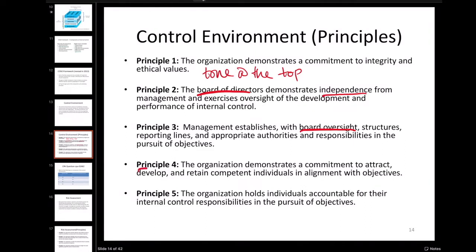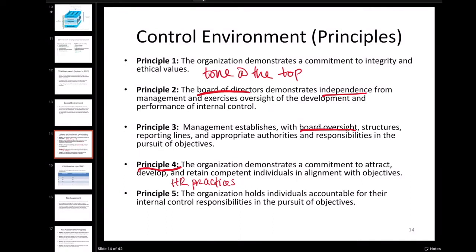I'll talk a little bit about principle 4. Principle 4 is that the organization has a commitment to attract, develop, and retain competent individuals. This covers things like having good HR practices, doing background checks on your employees before you hire them, and compensating employees appropriately so they don't feel overworked and underappreciated. All the things like that fit into this 4th principle. We don't want disgruntled employees. We don't want incompetent employees. We want to be promoting the right people. All that good stuff fits into principle 4.